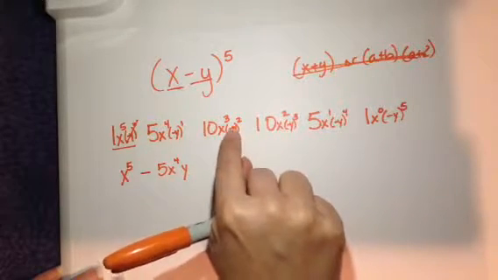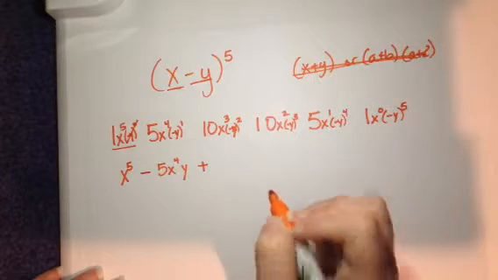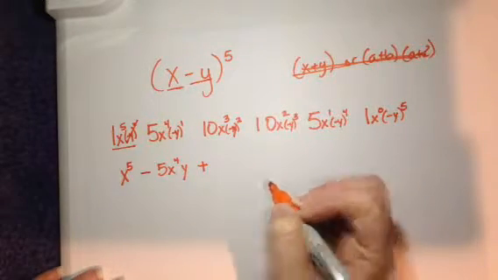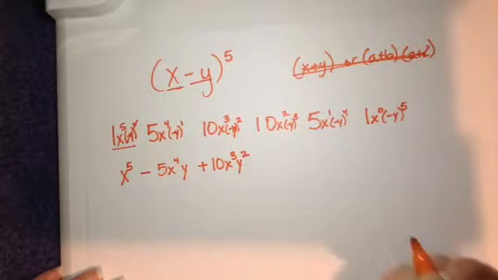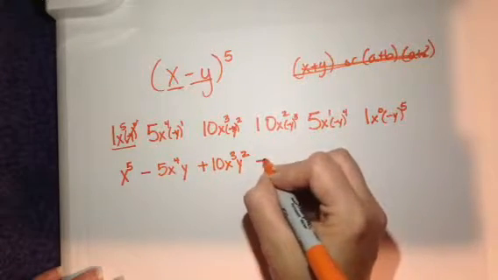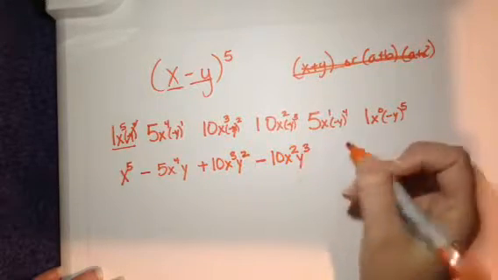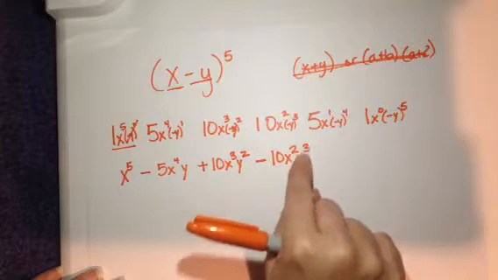So look at this one, negative y squared. Well, that's going to be a positive because when you raise a negative number or variable to an even power, it's positive. And then we just write 10x cubed y squared. And then for this one, negative y cubed, that's going to be a negative. And then we write 10x squared y cubed. See, it's still a negative y cubed, but we write the negative here, y cubed here.